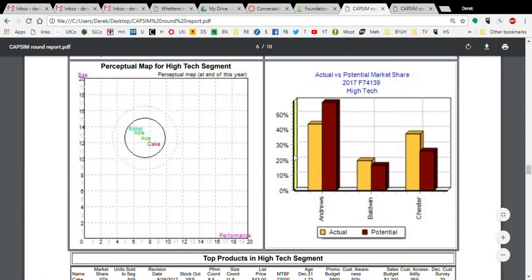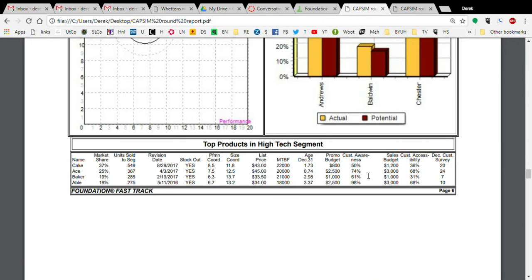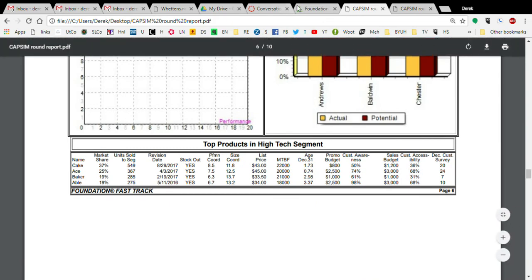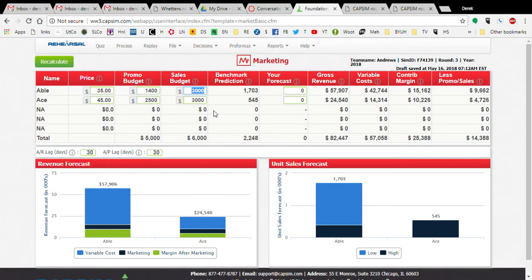Let's look at the high tech. My ACE product is at 74%, 68%, so I need to keep investing in those. Money well spent. So I've got my money there. Now I need to figure out my forecast. This is both critical and difficult. Later in the semester, I'll teach you some real exact ways to do it. For now, we're just going to kind of feel our way through it.